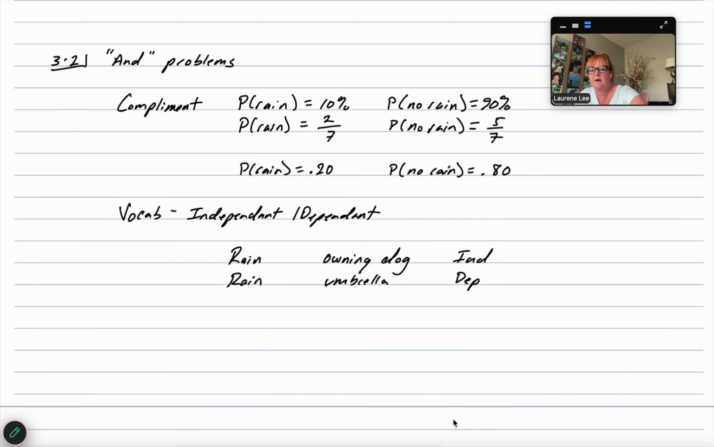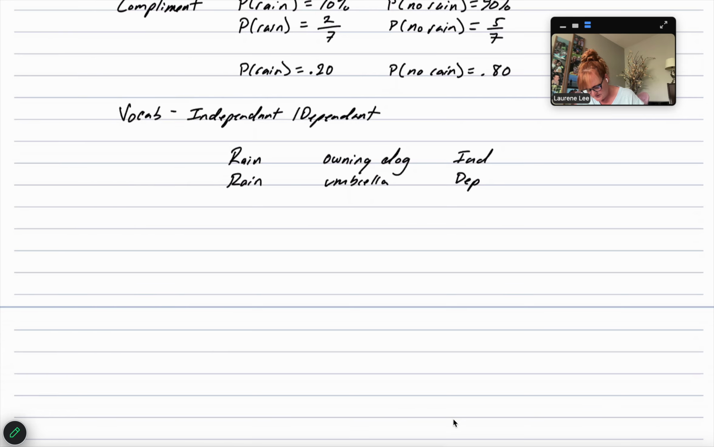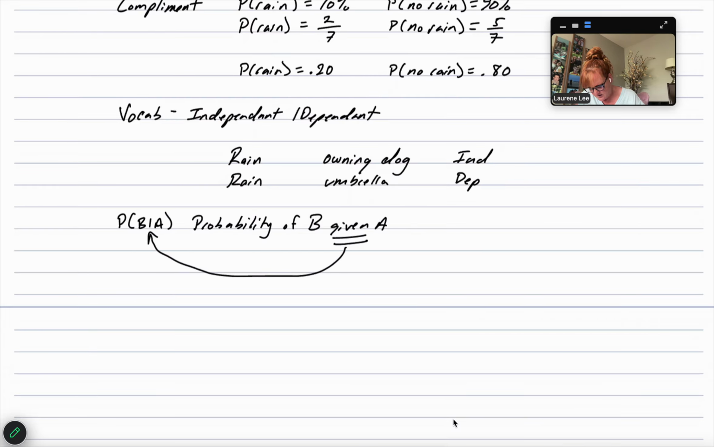Next, we need to talk about these symbols. Remember, P is probability, and then I'm just using B and A as examples of two events. So one event, and then there's this vertical bar in between, and then another event. The way we say this is the probability of B given A. This given is what that bar means.